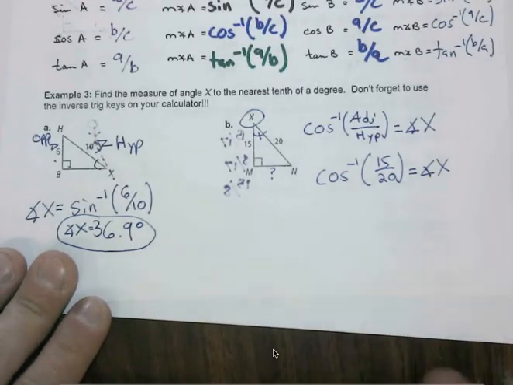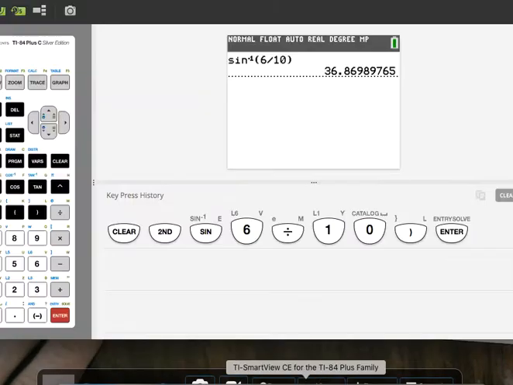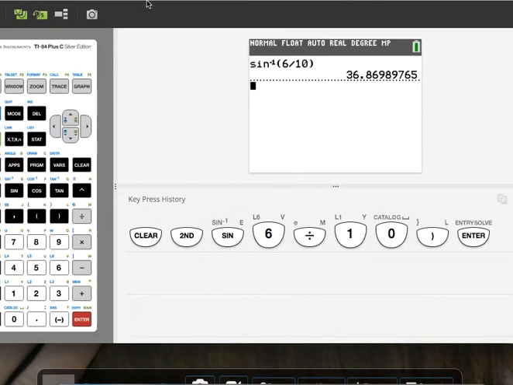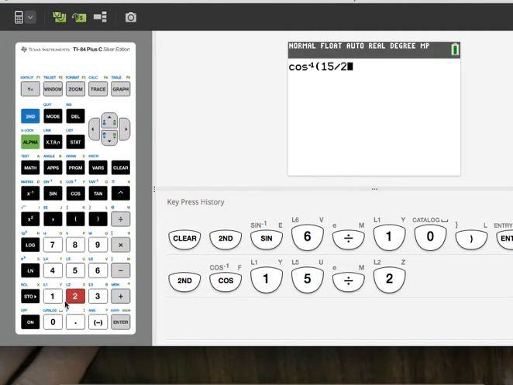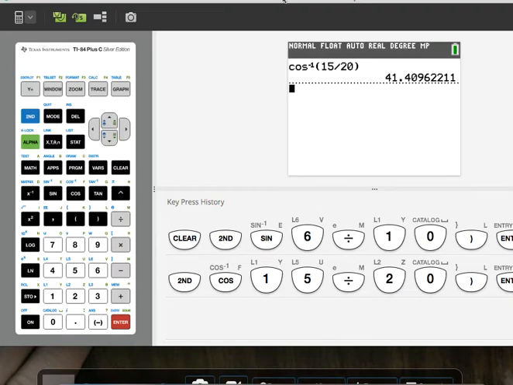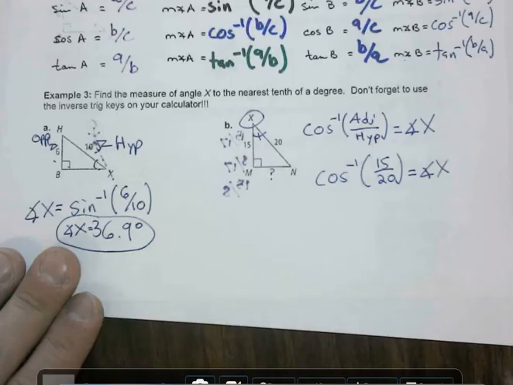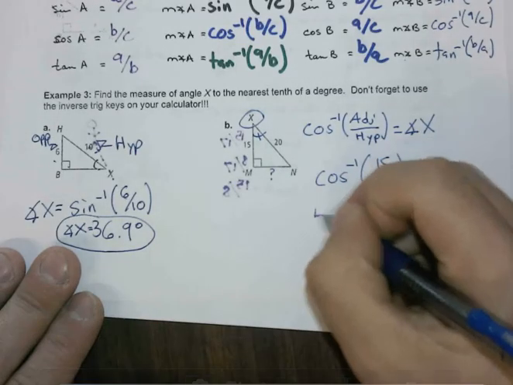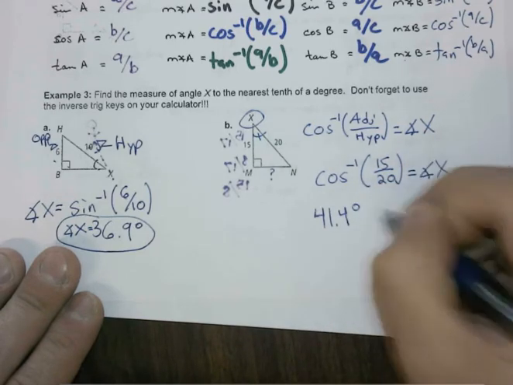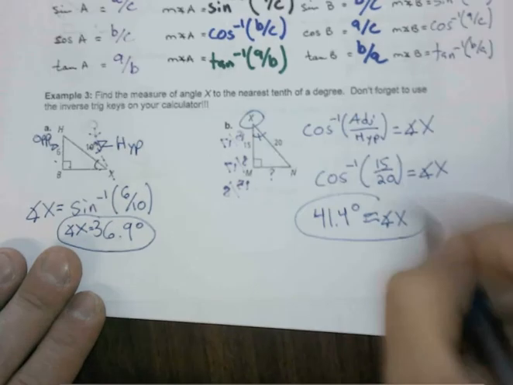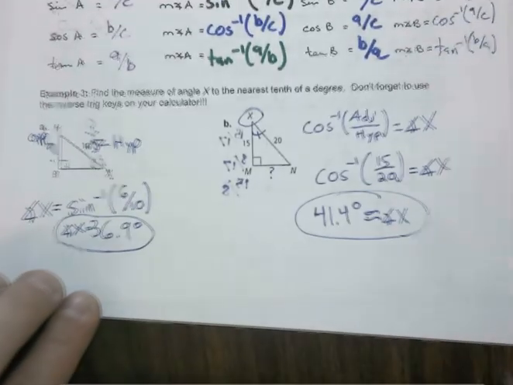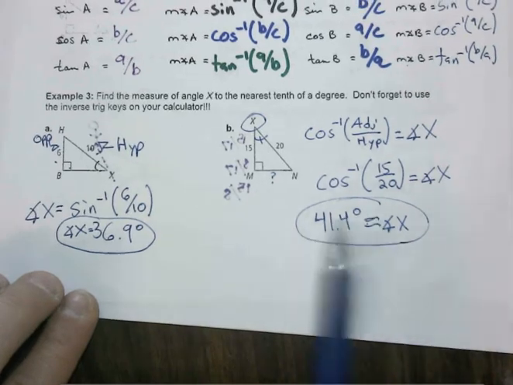Pretty simple. Let's take this one more time with the calculator. So now let's hit second cosine. We're now hitting 15 over 20. Close that out. 41.4. Simple. So again, we use the inverse scenario if we have to solve for missing angles.